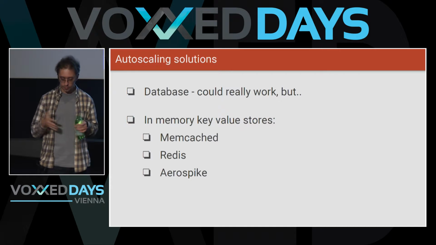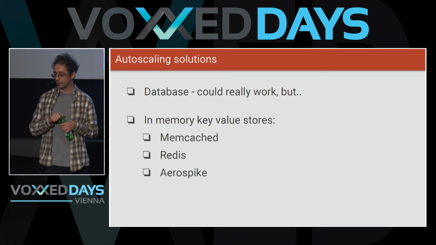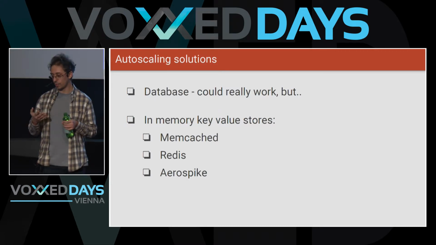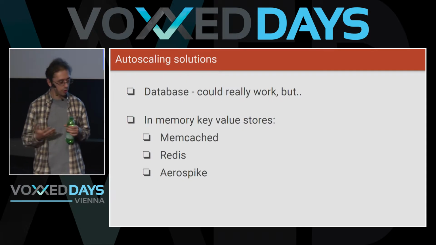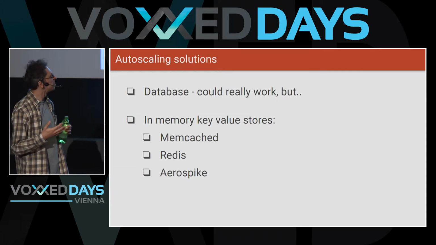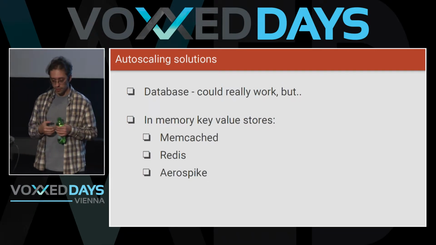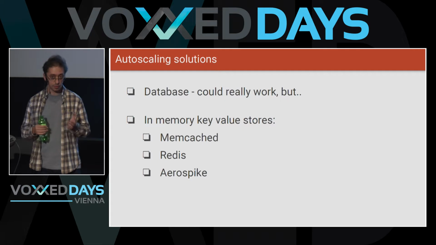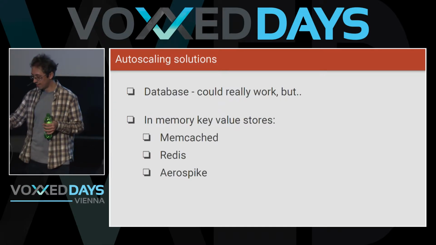But it's for sure not the best solution. And then you find out about some in-memory key value stores, and you read about Memcache, which is probably the first one. Then you find out that there are more of them, and I think that this could be a good solution for your scaling problem.